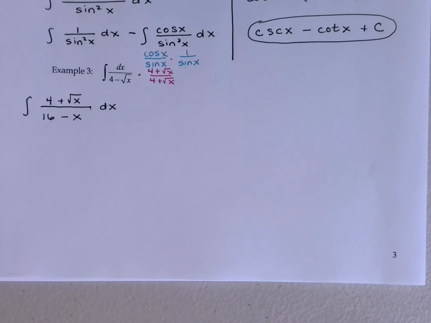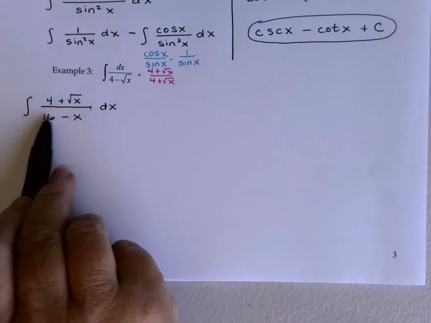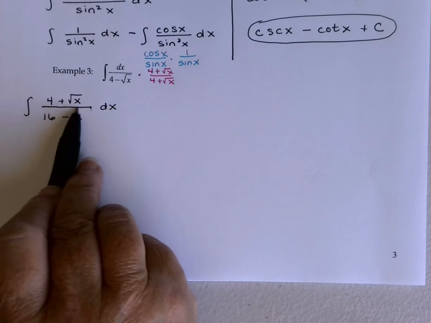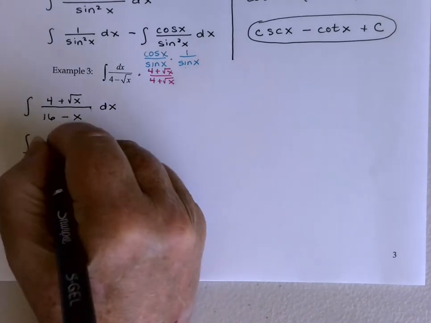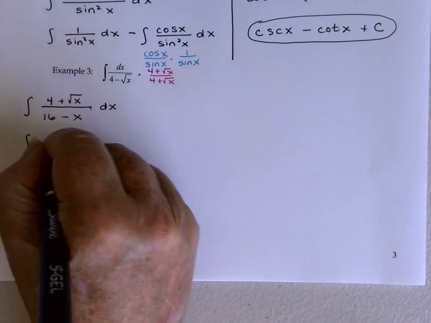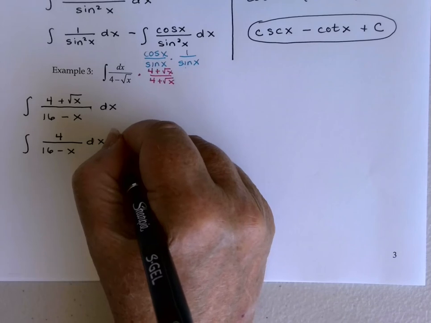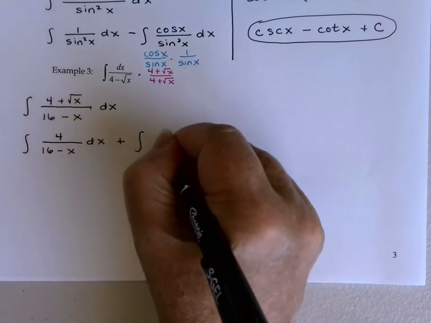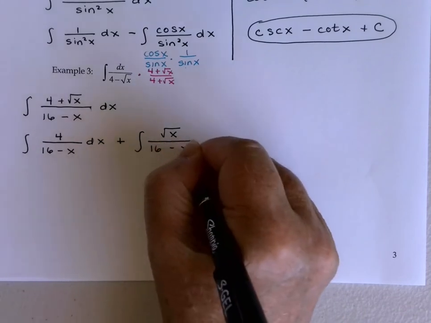All right, so let's see here. We have an integral where we've got a denominator and we've got a numerator with 2 pieces. Splitting this up into 2 separate fractions has been working pretty well for us, so let's do that. I'd have the integral of 4 over 16 minus x dx plus the integral of square root x over 16 minus x dx.